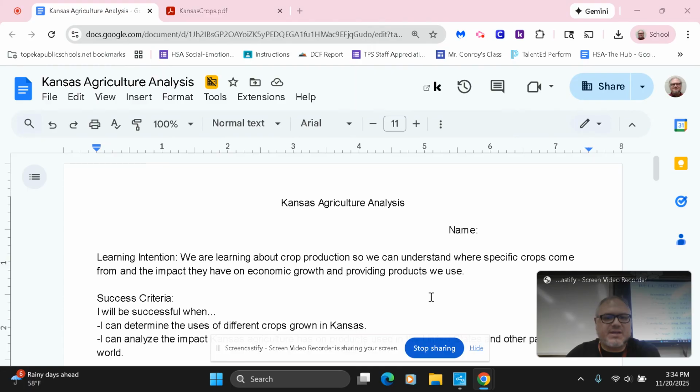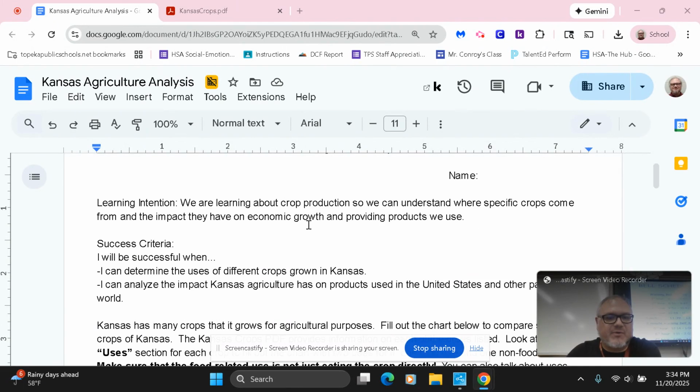So, learning intention on this one, we're learning about crop production so we can understand where specific crops come from and the impact they have on economic growth and providing products we use. Again, just a main focus on agriculture here. And this one in particular is going to focus on agriculture statewide, more of a local focus.